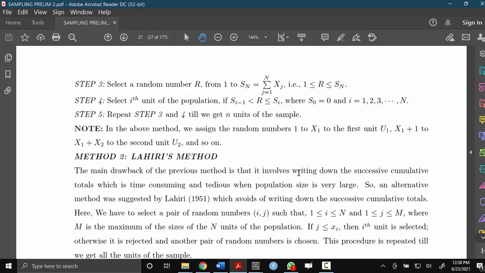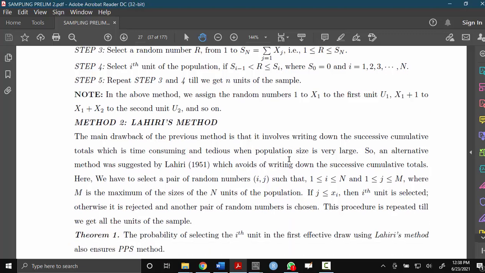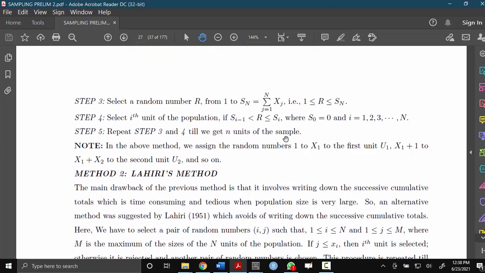Now the second method is Lahiri's method. It is based upon selecting a pair of random numbers. What we can see in the cumulative total method is that if the number of units is very large, it is very difficult to calculate the cumulative totals of the sizes. So to avoid this difficulty, Lahiri suggested a method which is based upon selecting a pair of random numbers.